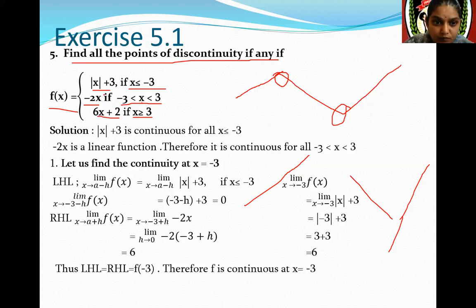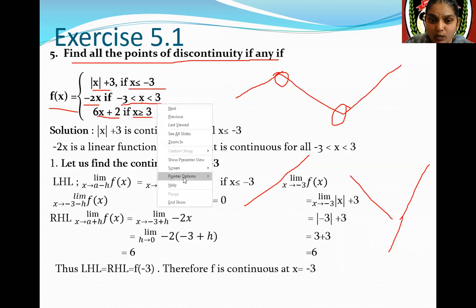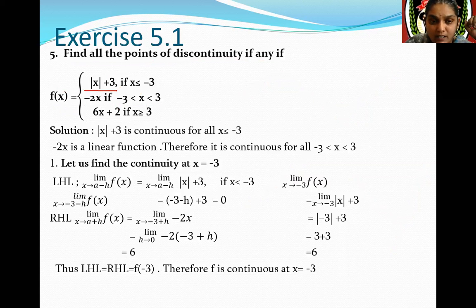Now we have to find the points of discontinuity, if any, for the following function, which means at each and every point I have to check the nature of this function. Now look at mod x plus 3. You know the modulus function is a continuous function. Plus 3 means 3 is a constant, and every constant function is continuous. Therefore, mod x plus 3, a sum of two continuous functions, is continuous. Hence, mod x plus 3 is continuous for all x strictly less than minus 3. Up to where x approaches minus 3, mod x plus 3 is a continuous line like this.